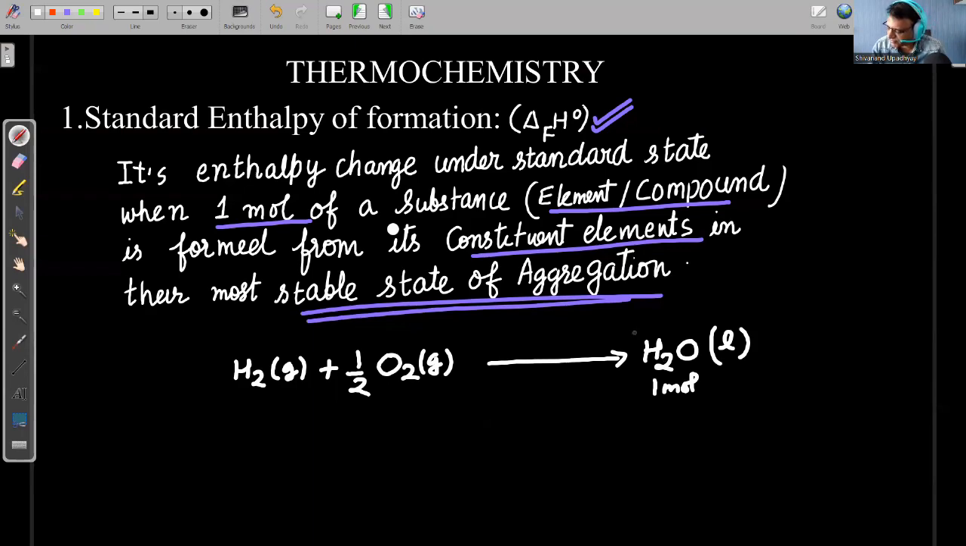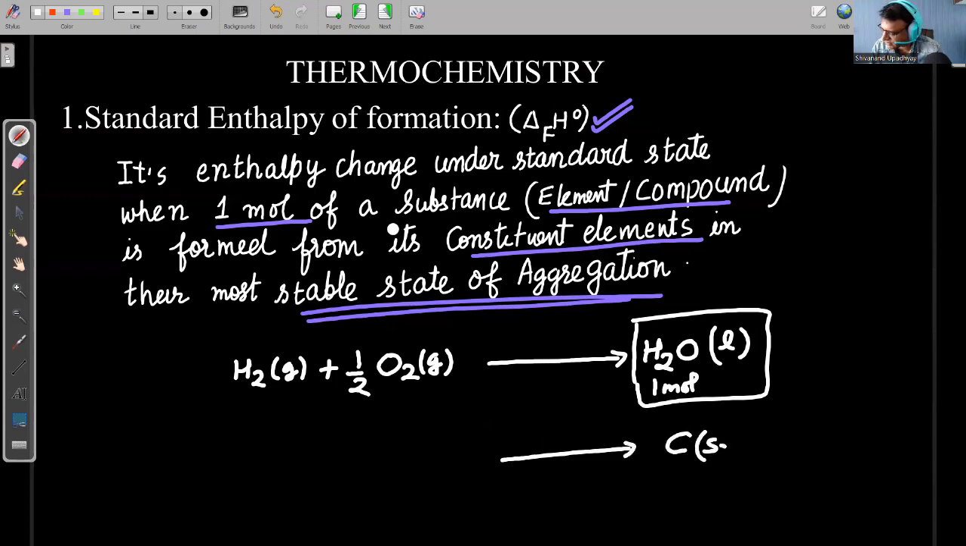So what we have to remember, we have to form 1 mole of the substance from its constituent elements, and constituent elements must be present in most stable state of aggregation. Suppose I want to form diamond, artificial diamond. So I will write carbon, solid, diamond. This is an element. I have to form this. In order to form this diamond, I will take carbon, and that carbon is graphite from nature, and I will make it. Right. So this is formation of diamond, artificial diamonds.